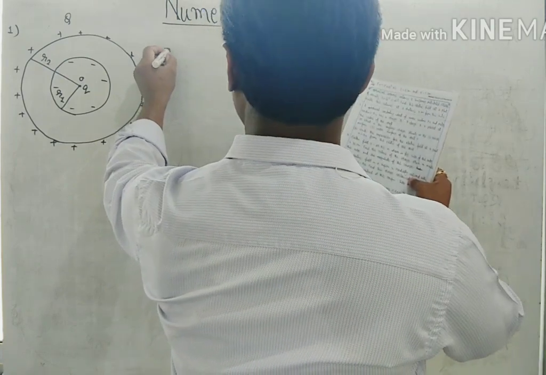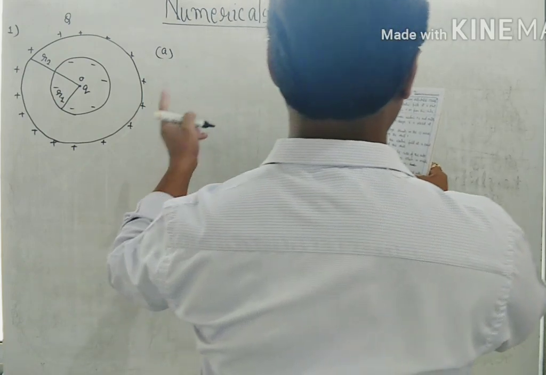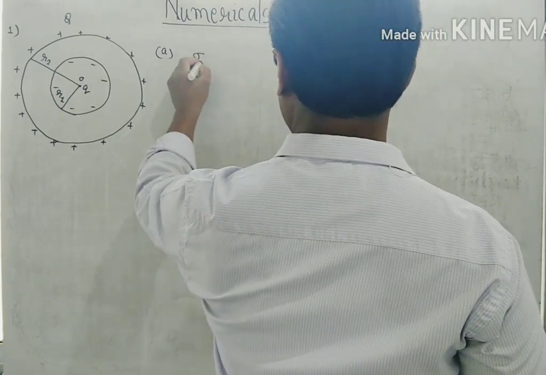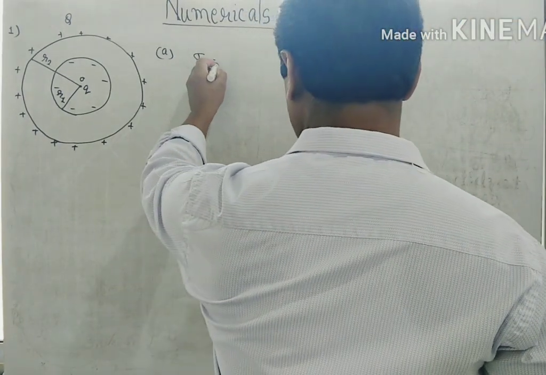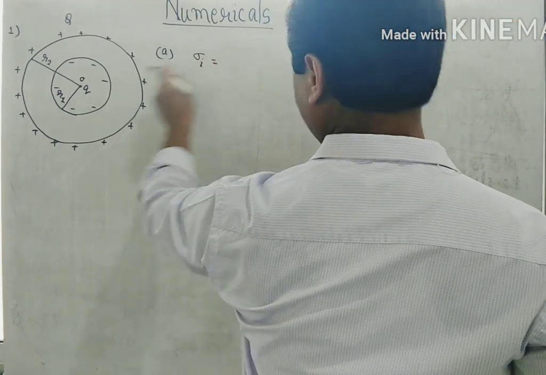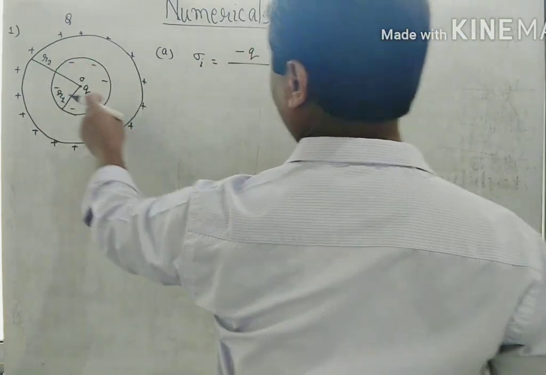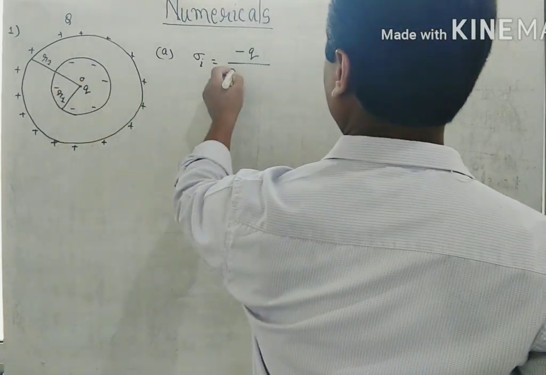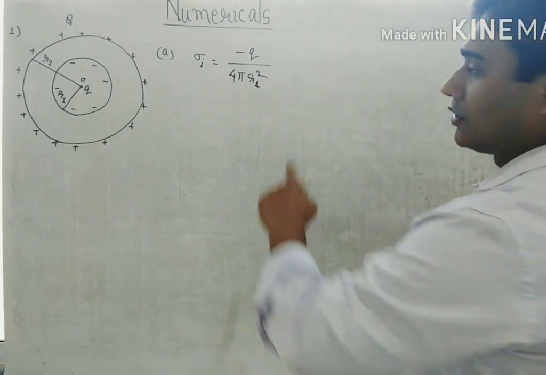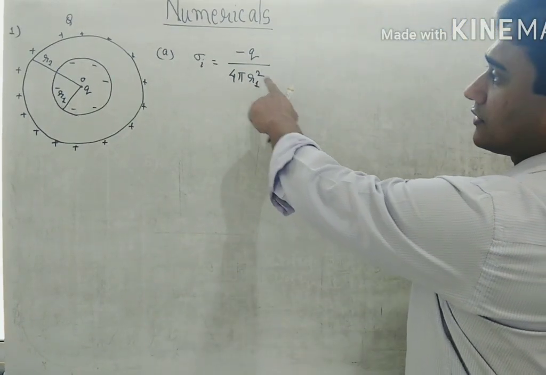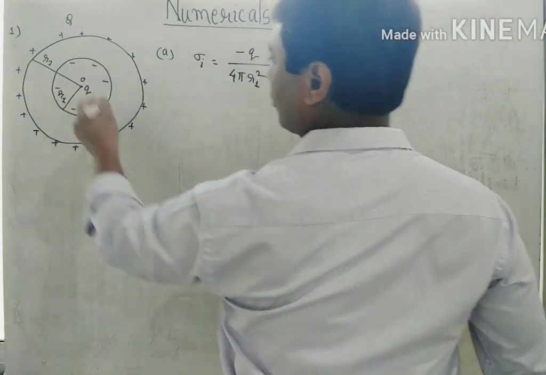First to calculate was the surface charge density on the inner surface. That I am representing by sigma I. So that is equal to the charge on the inner surface, that is minus q, upon the area of this sphere, that is 4 pi r1 square. Fine with this? So this is the inner surface charge density on this inner surface of the shell.